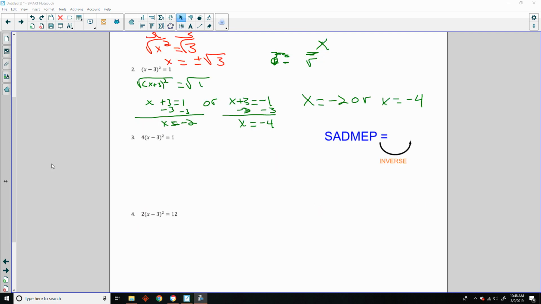Okay, number 3. We're always going to work from the outside in. So I have this 4 here. I want to get rid of that first. That's multiplication, and the inverse is division. So I'm going to divide both sides by 4 to get the parentheses by itself. These 4's will cancel, and I'm left with (x minus 3) squared equals 1/4.